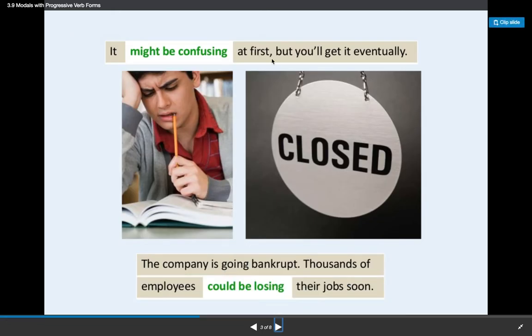It might be confusing at first, but you'll get it eventually. The company is going bankrupt. Thousands of employees could be losing their jobs soon. Means maybe they will be losing their jobs soon.